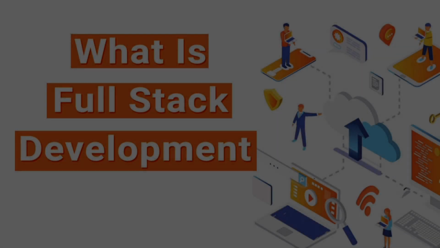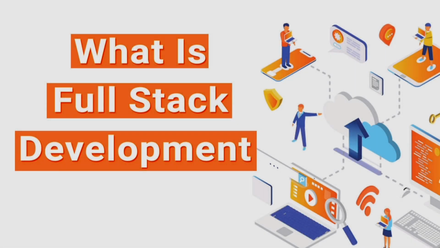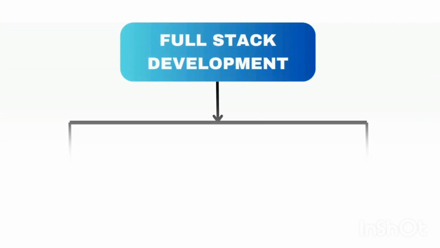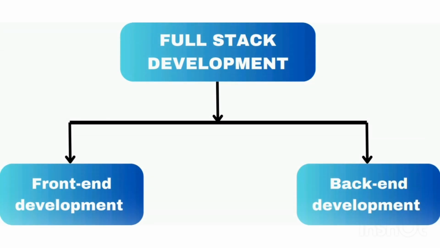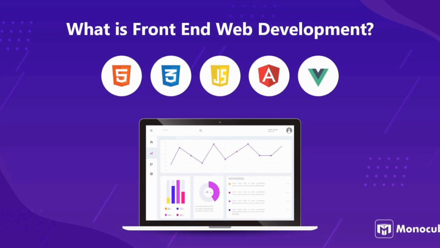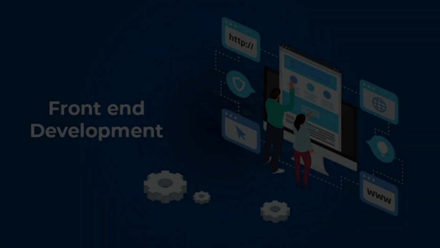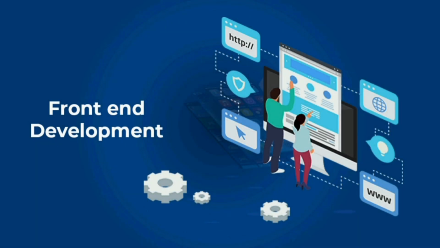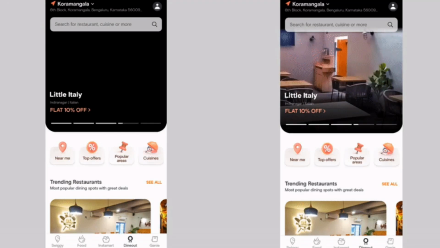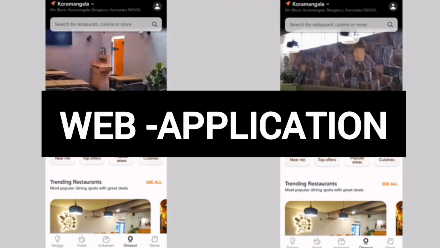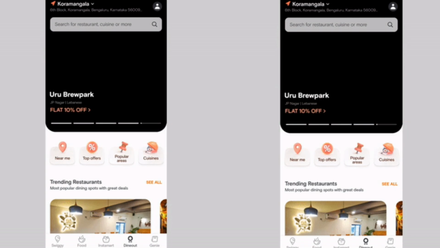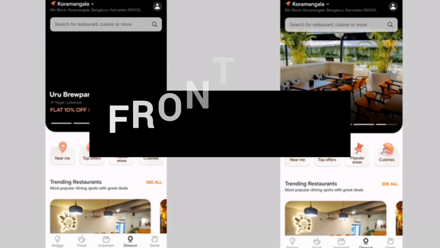So let's understand what exactly is this full stack development. Full stack development is basically the combination of front end and back end side of the application. What is this front end and what is this back end? Front end side of the application is basically what we users or customers see on the screen. Whenever you visit a web application, whatever you see on the screen, that is front end side of the application.